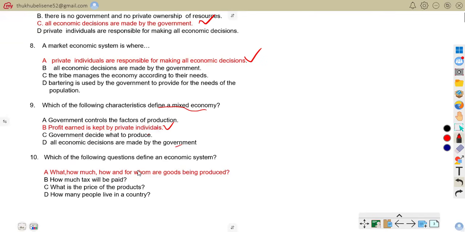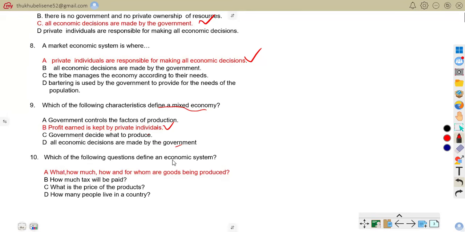Where we are saying in a mixed economy, private individuals can earn and keep the profits. Government also plays a role. So it is a combination of market and government control. So that is that. Now coming to number 10.